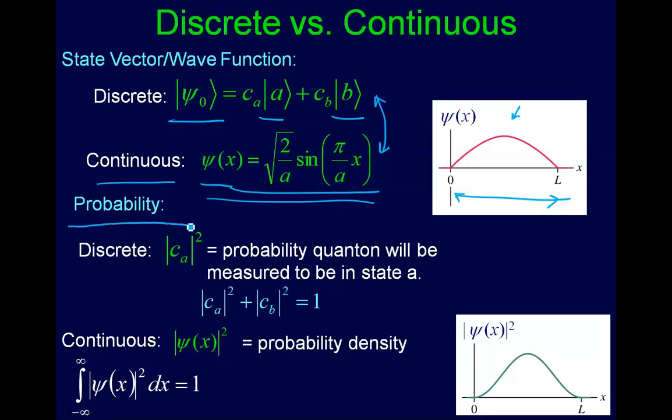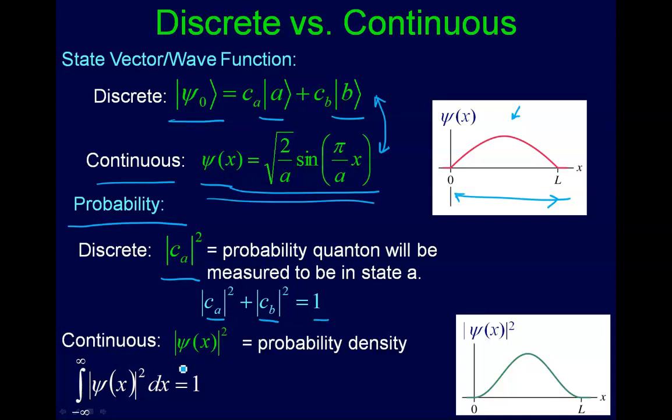And the one thing is, both of these things, the state vector and the wave function, are all we know about our system. And from them, we can get the probability of certain things happening. In the discrete case, we could say Ca squared was the probability that the quanton would be measured to be in state A. And then we saw that if you take Ca squared plus Cb squared, it should be 1. And so that meant that it was normalized. Okay, so the total probability was 1.